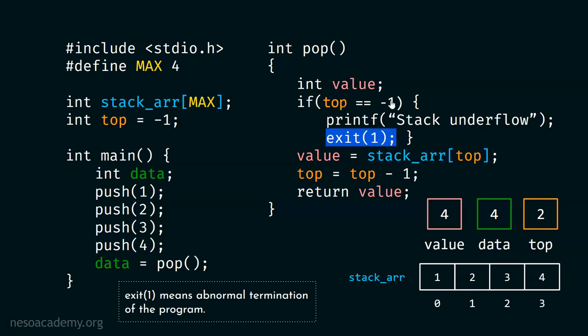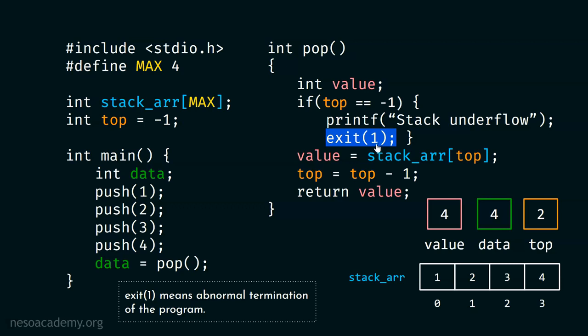As you can see, if this condition is satisfied, that is, if top is equal to -1, this simply means that the stack is empty. And we are trying to delete something from an empty stack. That's what we are doing here, right? But this is not allowed, obviously. This means stack underflow. And that is why I've called this exit function with this status, that is 1, which means failure, right? This is called abnormal termination of the program.